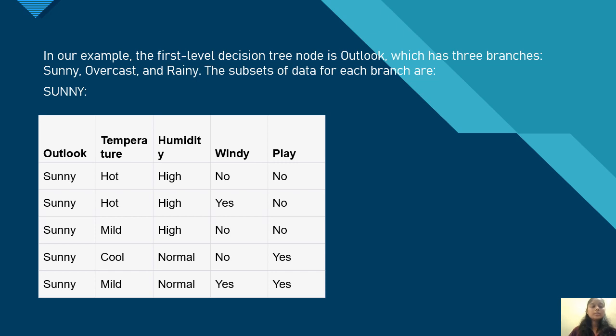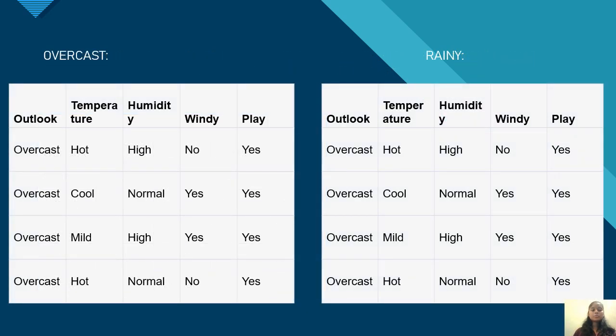And we can see here that in this example, the first decision tree of the outlook is going to look like this with the three branches, that is sunny, overcast, and rainy. And the subset of the data for each branch is given here for the sunny, and this is for the overcast and rainy.